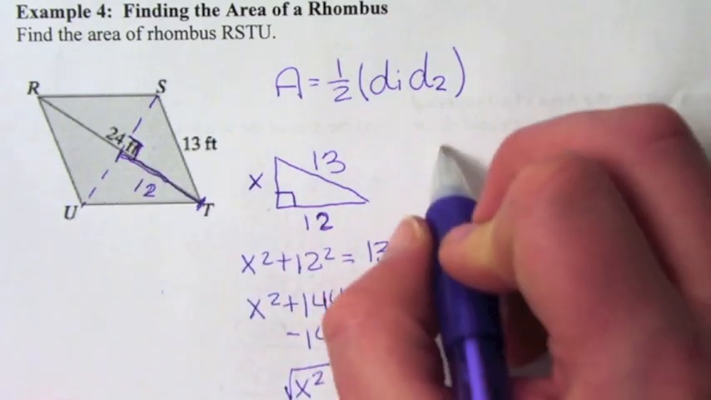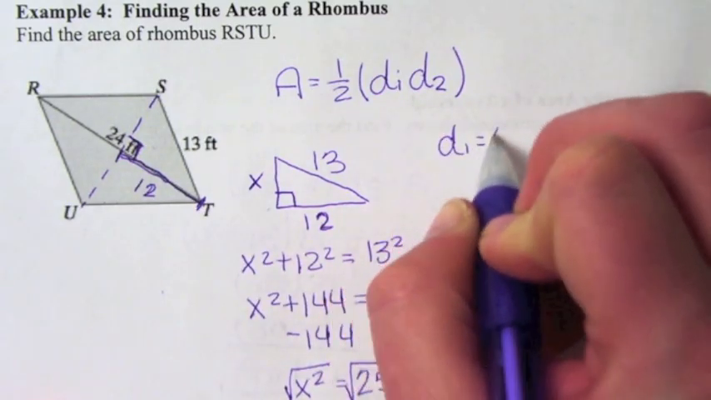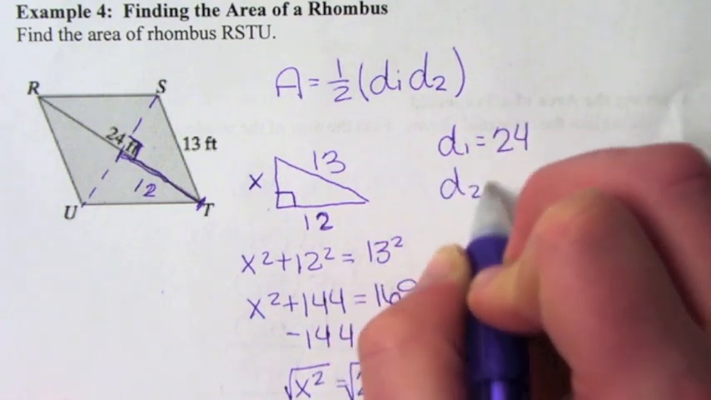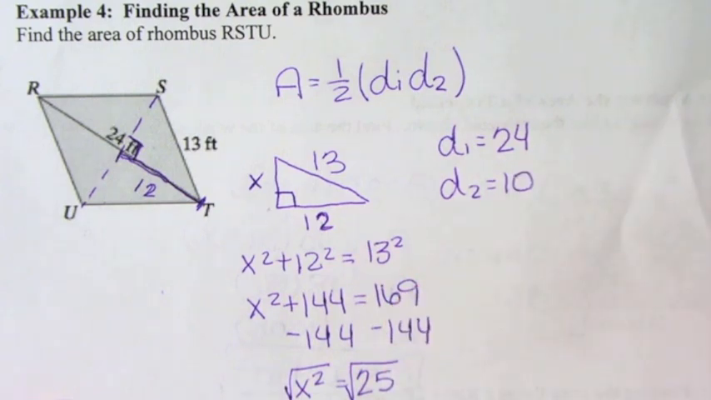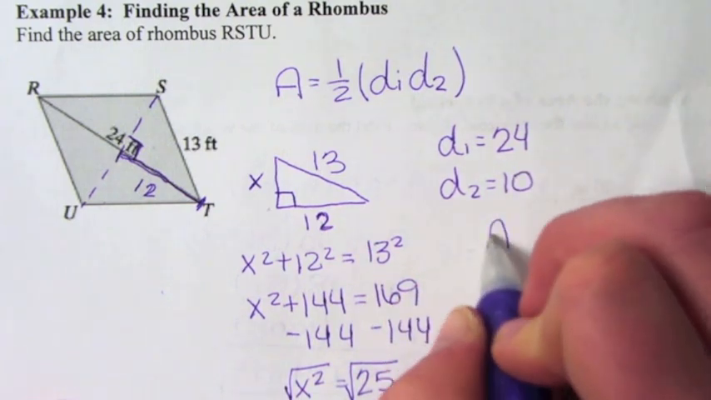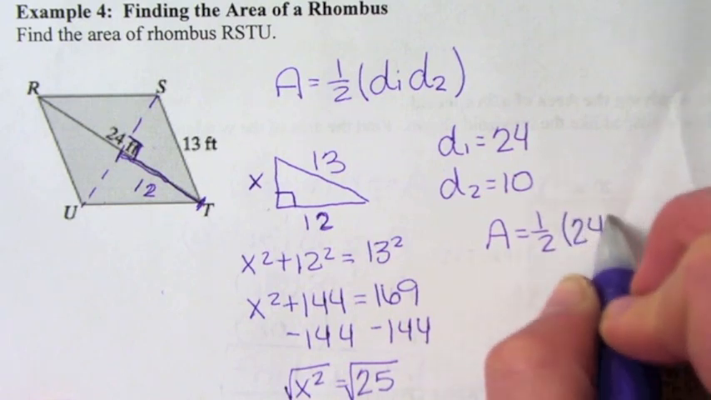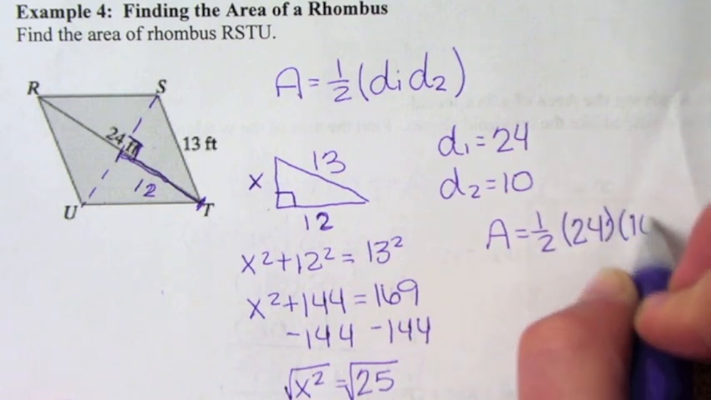So we're going to go ahead and label those. Diagonal 1 is going to be equal to 24. And diagonal 2 is going to be equal to 10. So now we're just going to plug it in. The area is equal to 1/2 times 24 times 10. Area is equal to 1/2 times 240. Then the area is going to be equal to 120 square feet.